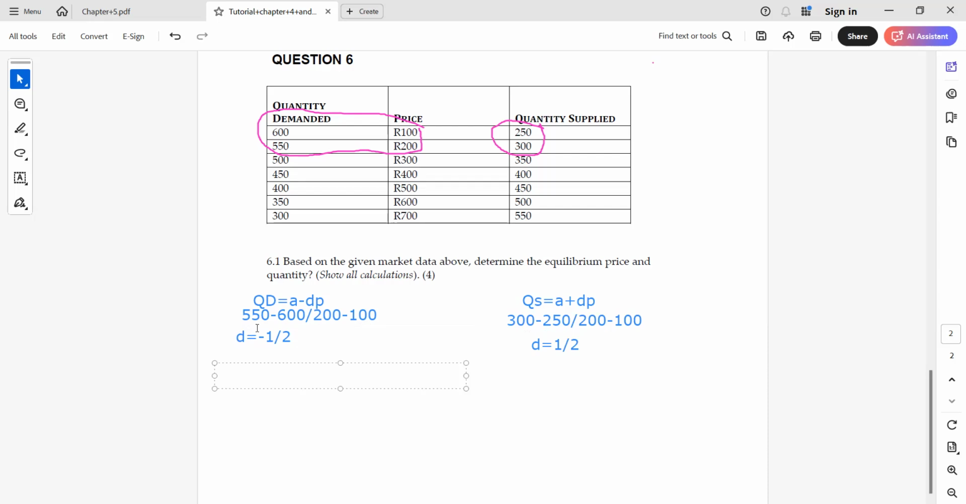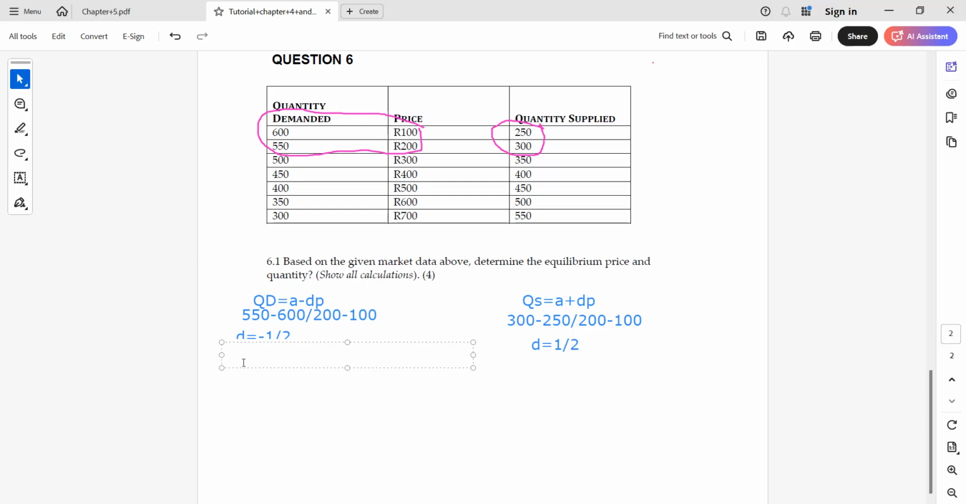You just take this and substitute here. You put your D here, your price and your quantity demanded. You choose any price and any quantity here. Let me just stick to the ones that I've chosen, 600 and hundreds, so that I don't use many different numbers and end up getting the wrong answer.